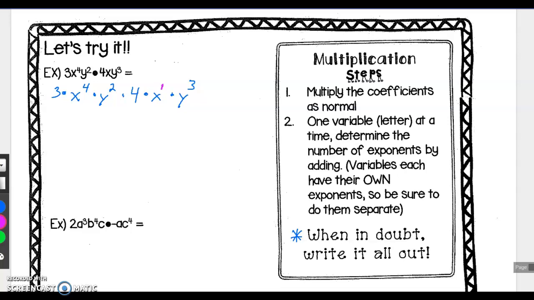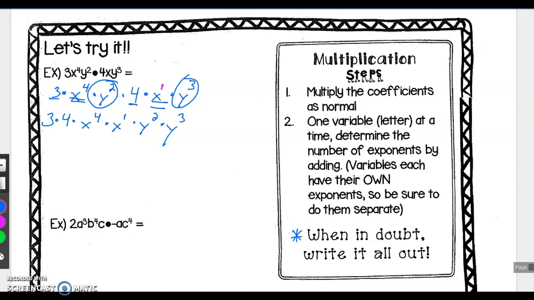That becomes really important. Now I'm going to show you maybe a couple extra steps here that you don't have to do, but look at how this is being multiplied. Everything is being multiplied together. Well, we know the commutative property of multiplication says that we can multiply in any order. So I am going to multiply the 3 times the 4 first. Then I'm going to take my x terms. I have x to the fourth times x to the first, and then I have my y terms, y to the second times y to the third.